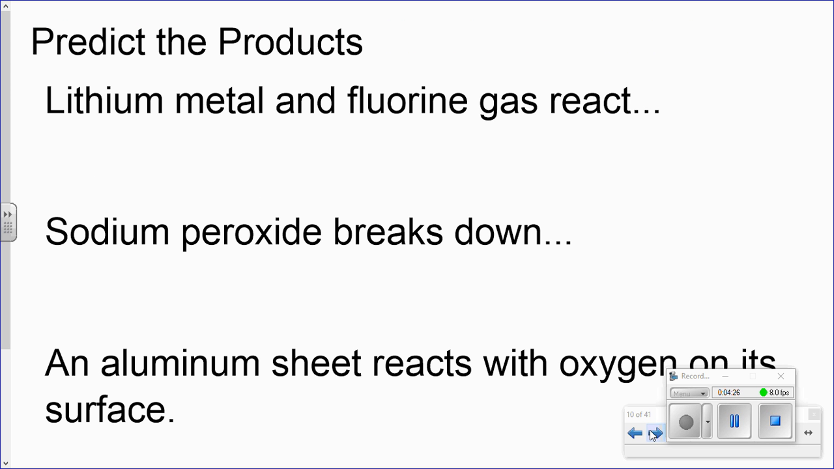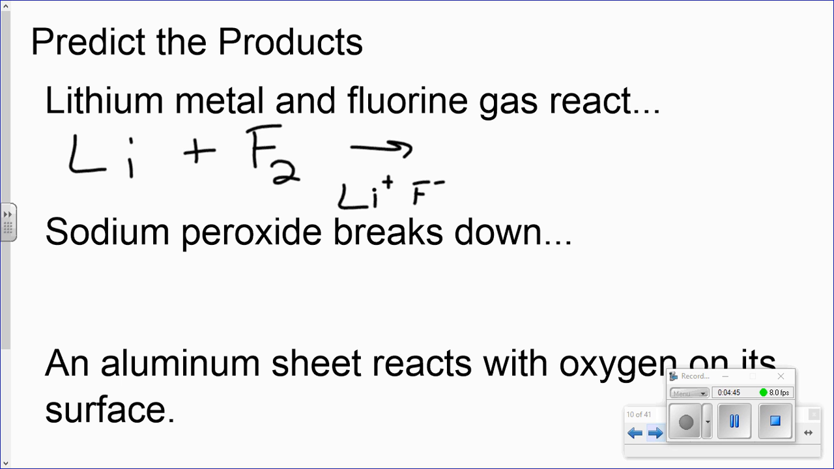So trying a couple of these, let's just see what we can do here. Let's predict the products of these reactions. So if I have lithium metal reacts with fluorine gas, don't forget, it's just not F, it's Professor H. Brauncliffe. There's an F in there. To produce, well, Li is plus, F is minus.